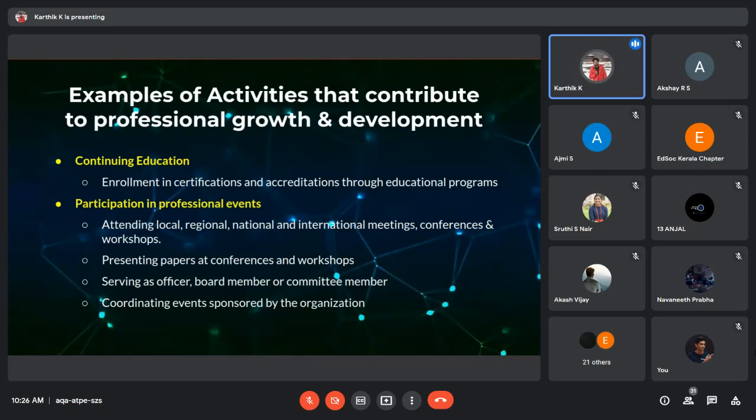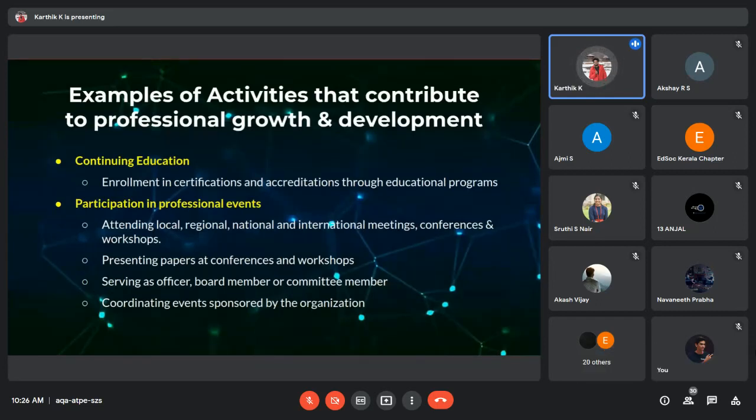So my ideal suggestion would be that you do a master's, but take your own time. Master's doesn't have any age limits. So take your own time and do these things, or do a part-time master's from a reputed institution or something like that.